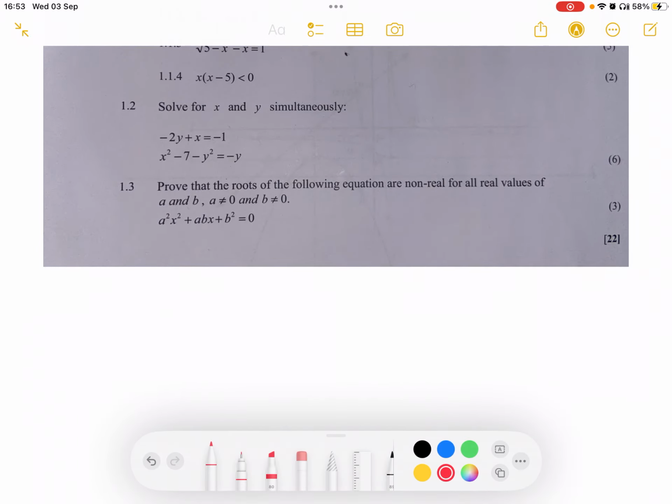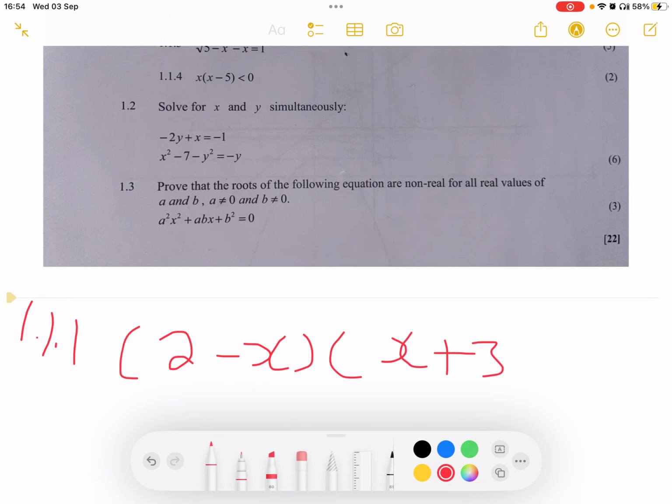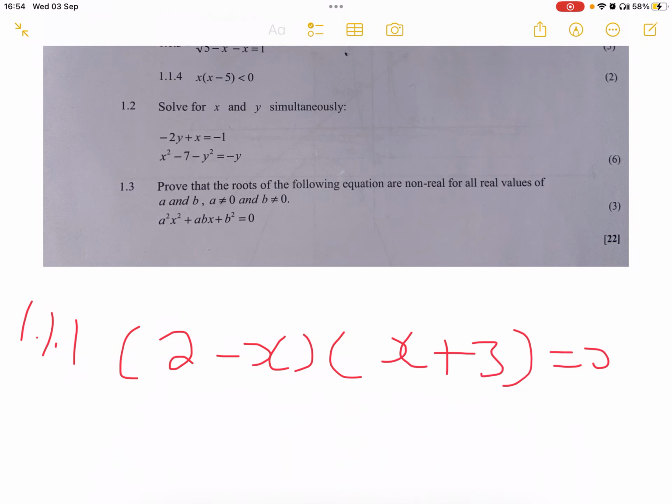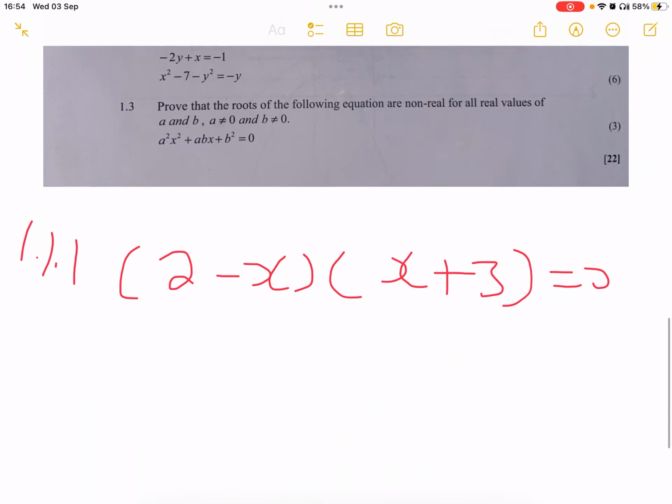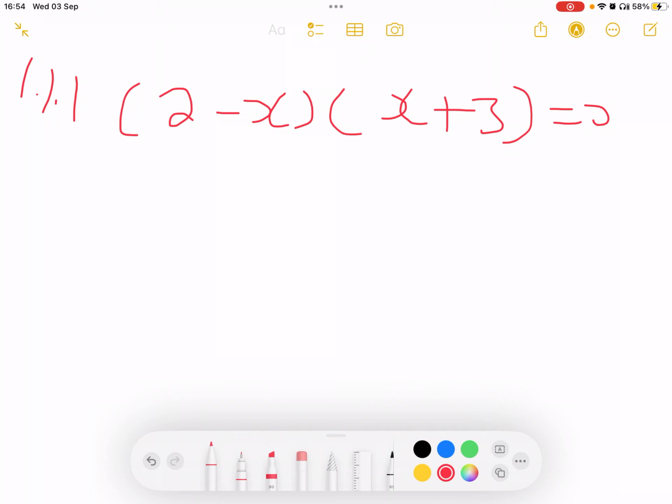Right, question 1. Question 1.1.1 states: you have to solve for x given (2 minus x) multiplied by (x plus 3) equals 0. This is already following the zero law, so we'll just take each bracket and equate it to 0. So this is 2 minus x equals 0, or x plus 3 equals 0.